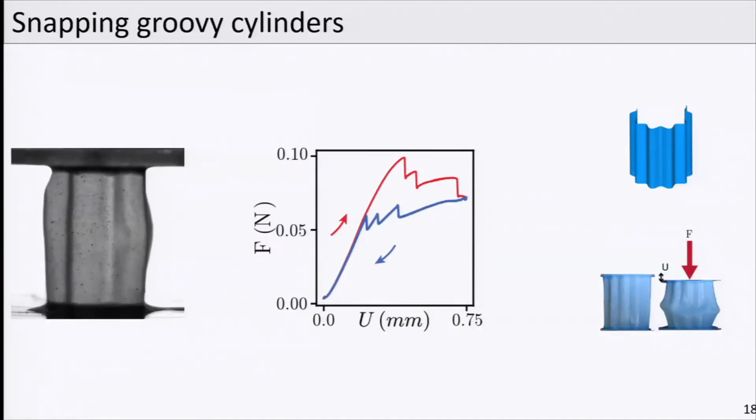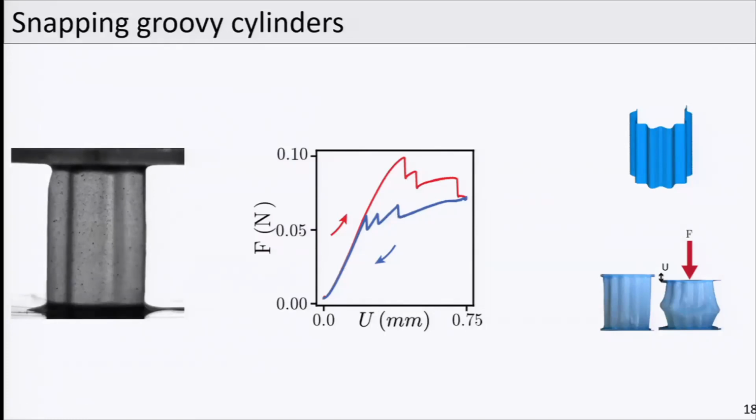Now I'm compressing it, and you can see that the grooves locally and sequentially snap through, right? 1, 2, 3. Now, if you look at the mechanical response here, so the force as a function of the displacement, in red is compression, you can see 3 force drops that correspond to the snapping events, and in blue, 3 force jumps that correspond to the unsnapping events. Okay, so this is simple. We have 3 states that we visit during compression.